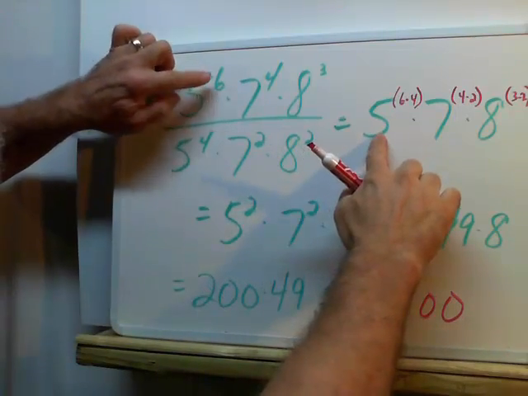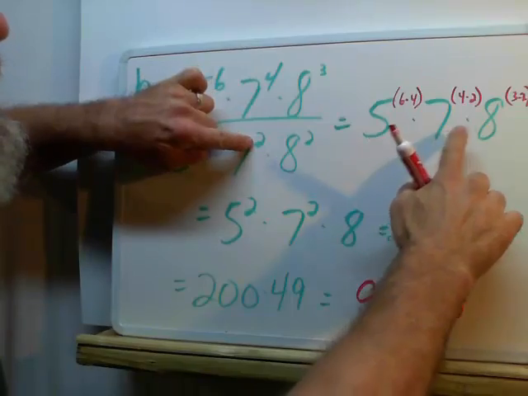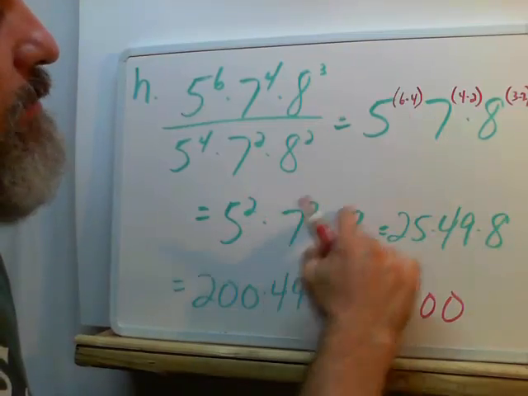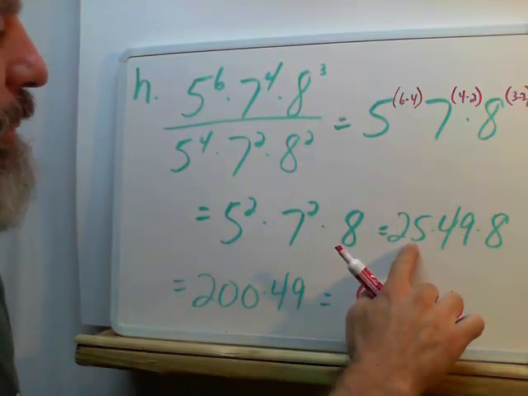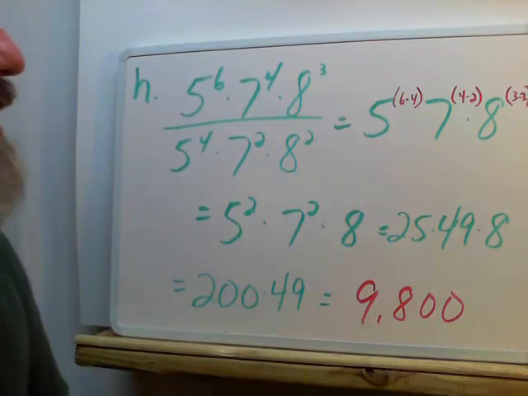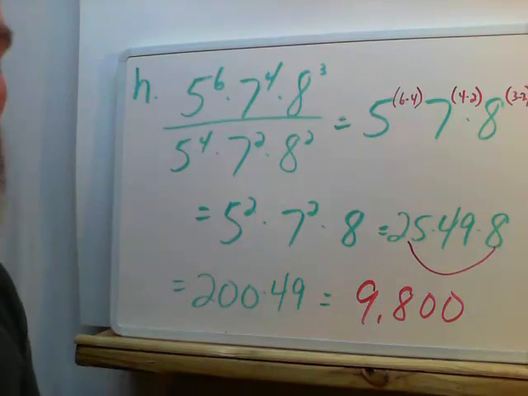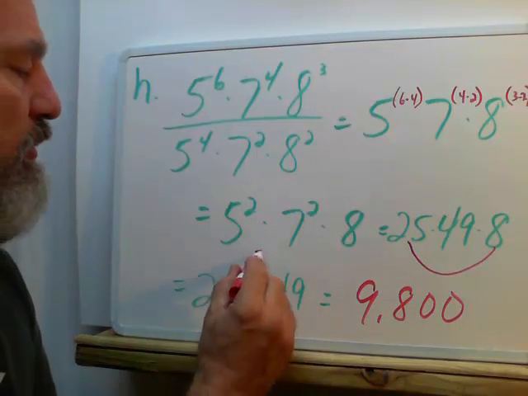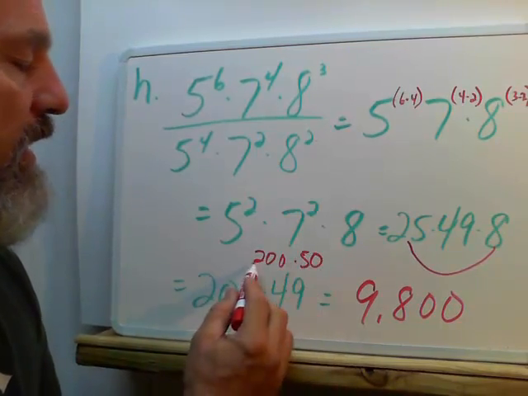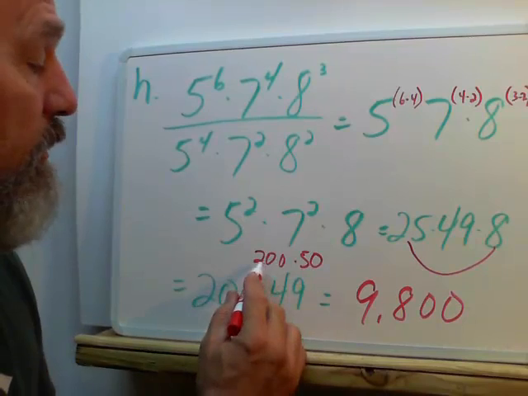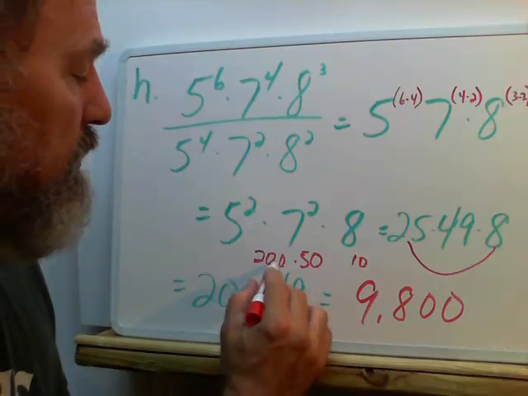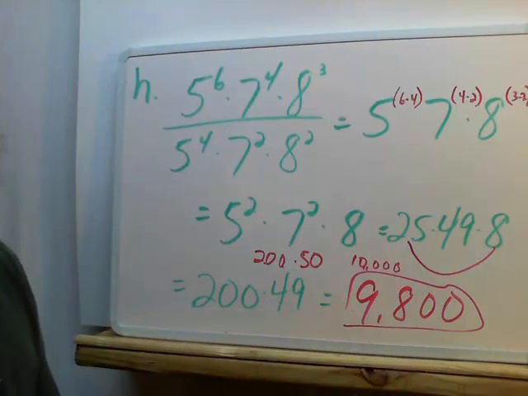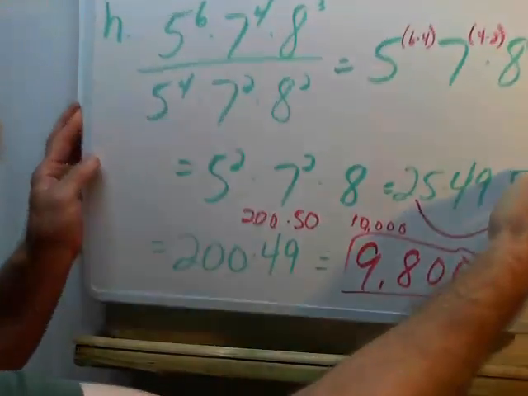So that's 5 to the 6 minus 4 times 7 to the 4 minus 2 times 8 to the 3 minus 2. That's 5 to the 2nd power, 7 to the 2nd power times 8. That's 25 times 49 times 8. Well, if you think about it, 25 times 8, well, 4 25s is 100, so 8 25s must be 200. 200 times 49, well, let's just do 200 times 50 in our head, and then we'll just subtract one of those 200s off when we're done. Well, this times this is 10, and there's 1, 2, 3 zeros. 10,000 minus 200 is 9,800. Do problems in your head when you can.